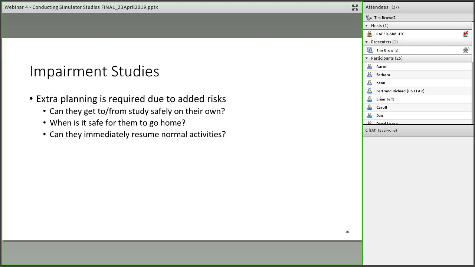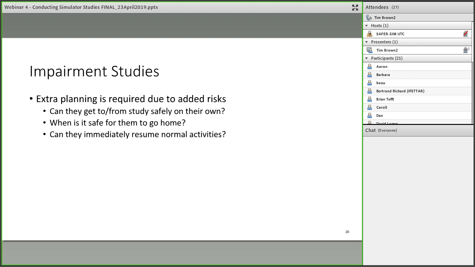Do they have to bring their own ride to and from? Are we providing a taxi? Are we having somebody else drive them? When is it safe for them to leave our facility? We want them to be basically nominally back to normal when we let them go. For some of our alcohol research, for example, we dose them and we want them to be under 0.03% BAC before we transport them home. What is that criteria? And then another thing to think about is when can they resume normal activities. We often tell them that they should go home and remain at home the rest of the day. That's our advice, but we can't necessarily control that.